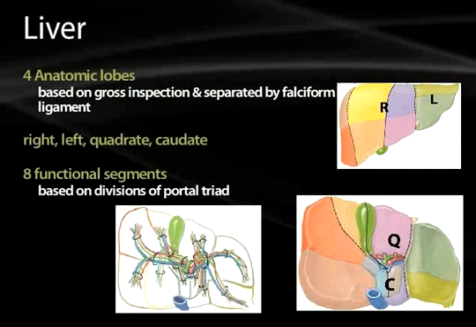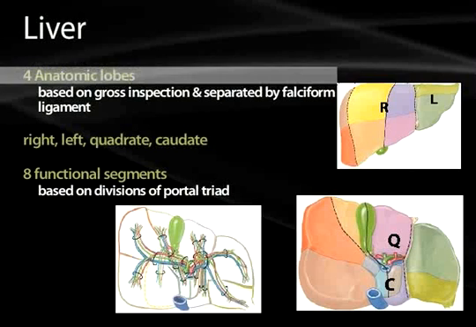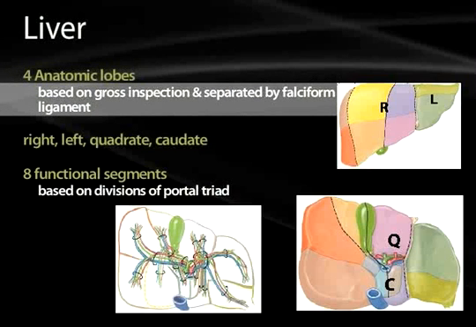As we move into the liver, there are several different ways of studying the liver. First is the anatomic lobes, which you should be familiar with because of the imaging needs that you'll have. The lobes are separated by the falciform ligament. So there's a larger right lobe and a smaller left lobe, and two other lobes that will be separated by the IVC, the gallbladder, the ligamentum venosum, and the round ligament of the liver.